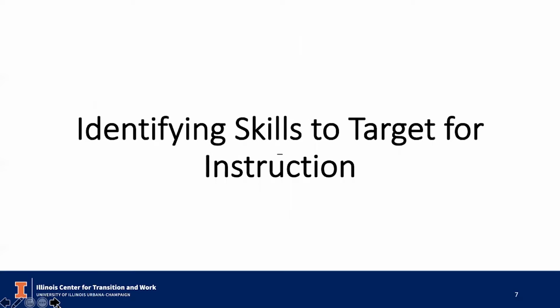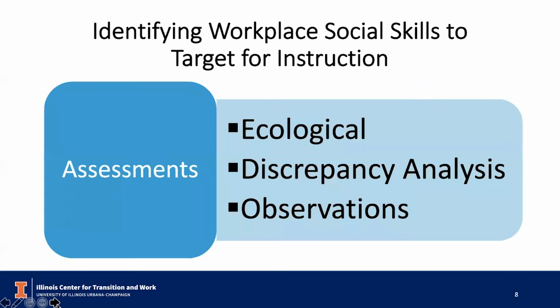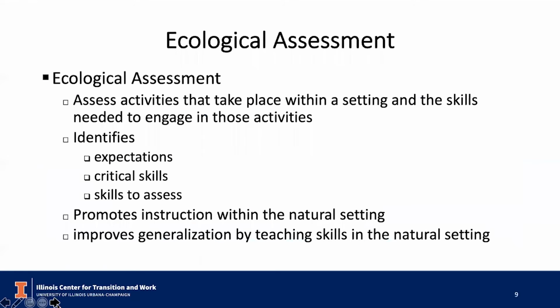So then, how do we identify what specific social skills need targeting for instruction? Well, this can be done by assessing. And there's 3 specific assessments that we're going to talk about that will help you in identifying which skills to target. The first is an ecological assessment. The second is followed by a discrepancy analysis. And the third are observations. Let's look at these individually.